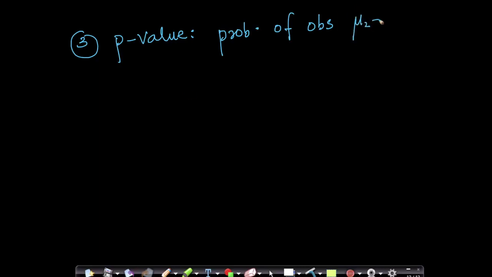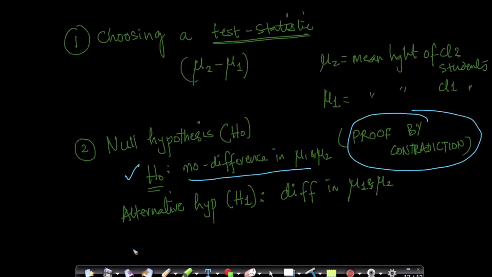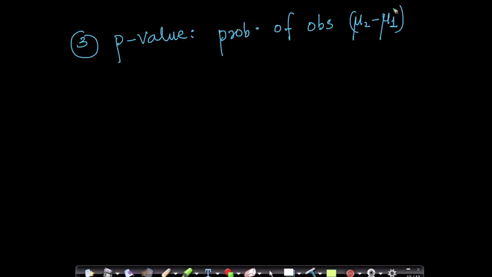Your test statistic is mu2 minus mu1. What is the probability of observing this test statistic? Let me just call this x here. So what is the probability of observing a value of x, or a difference of x, if my null hypothesis is true? Let's understand what this means.